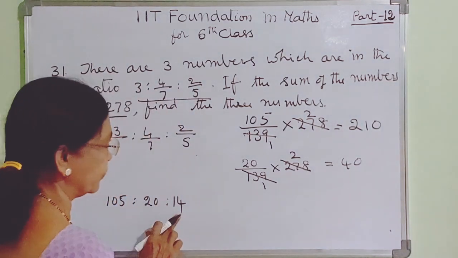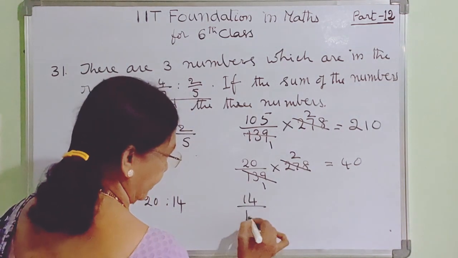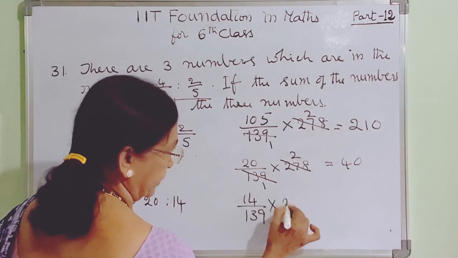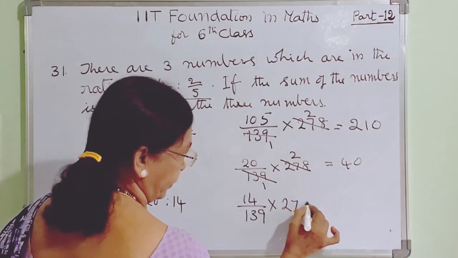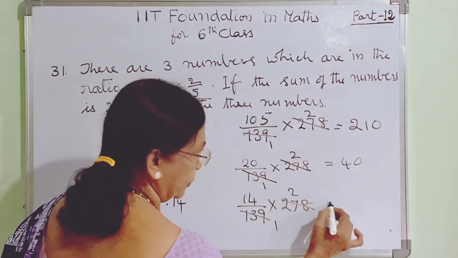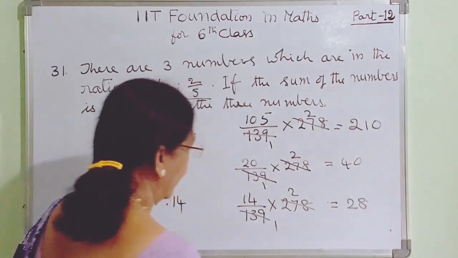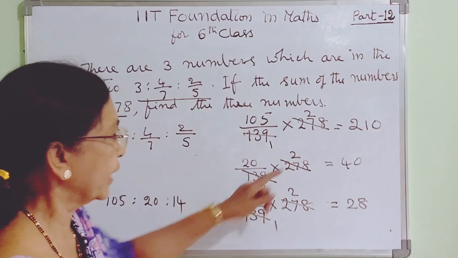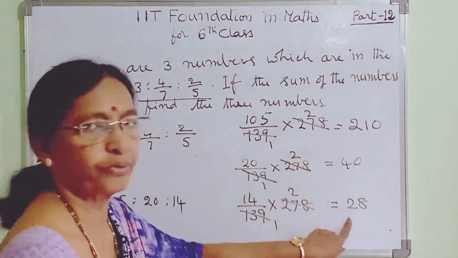And the third number is 14 parts out of 139 parts, and that sum is 278. So 139 ones, 2s, 14 twos 28. So the three numbers are 210, 40 and 28.